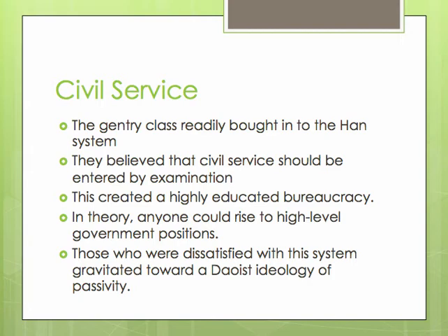Those who were dissatisfied with this system, which is very Confucian, tended towards a more Taoist ideology, where the people are just ruled by a kind of benign or benevolent government. Refer back to the earlier lecture on the implications of Taoism for government.